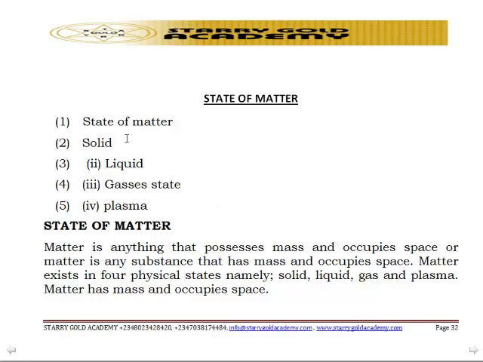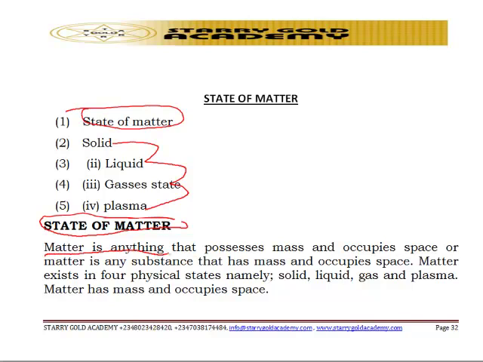Now, before we go to the first state of matter, let's define matter. What is matter? Who can define matter for us? Remember, we'll talk about the states of matter, the forms of matter. I told you we have solid, liquid, gas, and plasma. So who can define matter? Without wasting much time, matter is anything that possesses mass and occupies space.